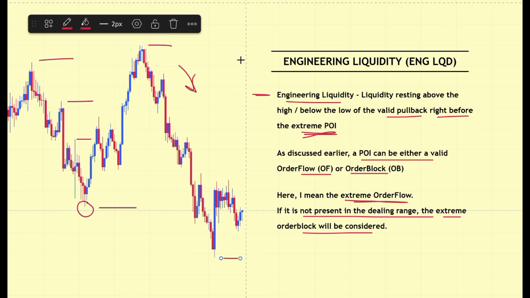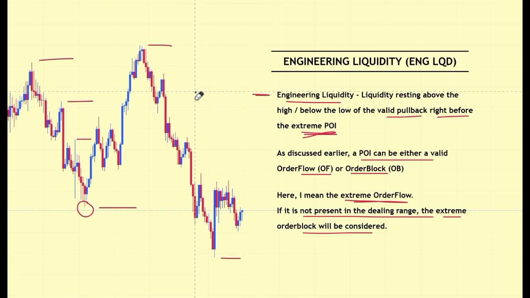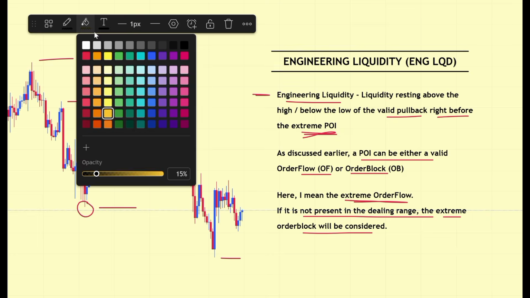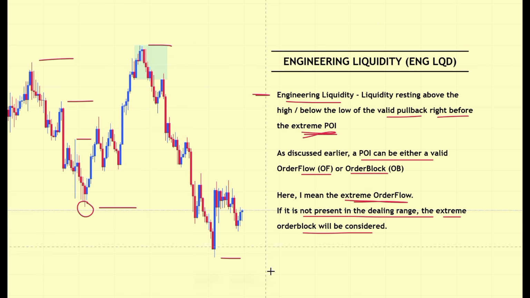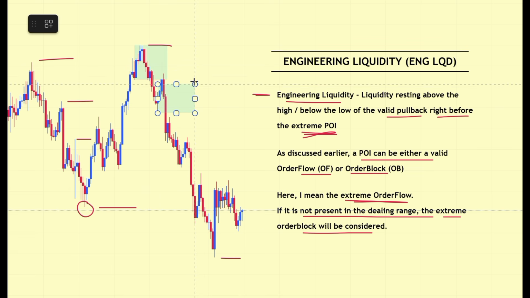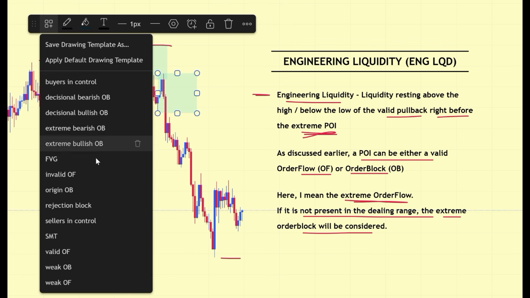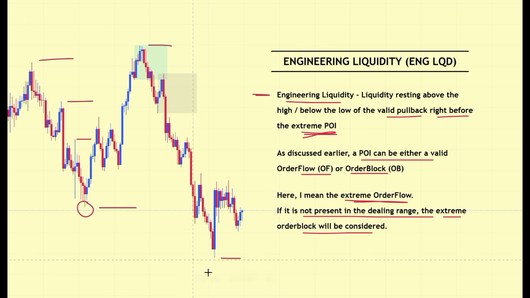So now it's time to mark the order flows and the order blocks, or in that case, the POIs. As usual, we start from the extreme, and we can clearly see that this extreme order flow is invalid as it is already mitigated. So that's a mitigated order flow, and the order flow that comes after it is this one here. We can clearly see that this order flow is not yet mitigated, so this becomes a valid order flow.